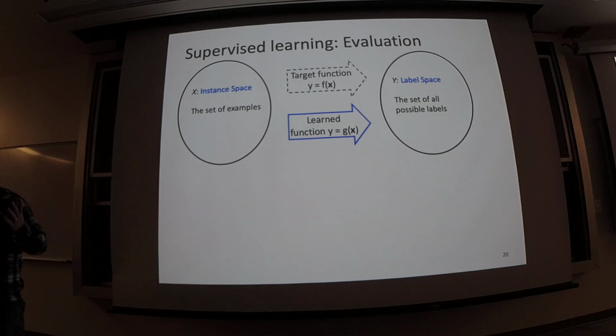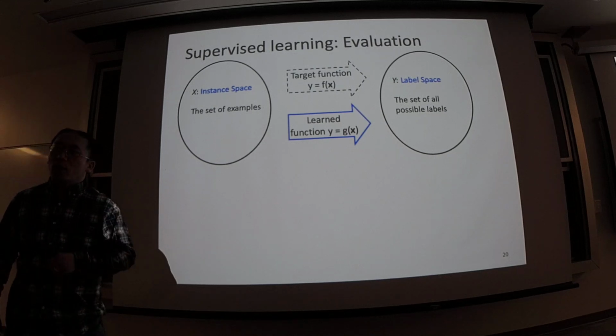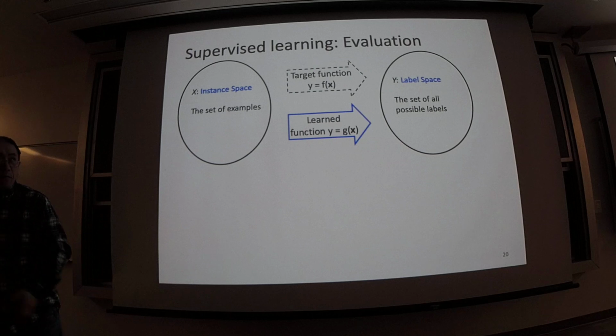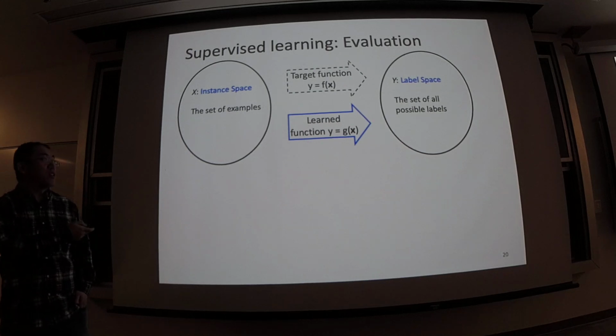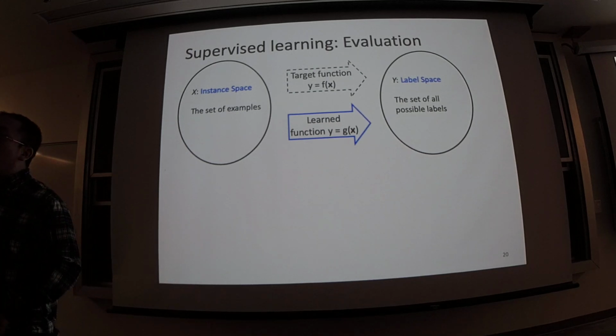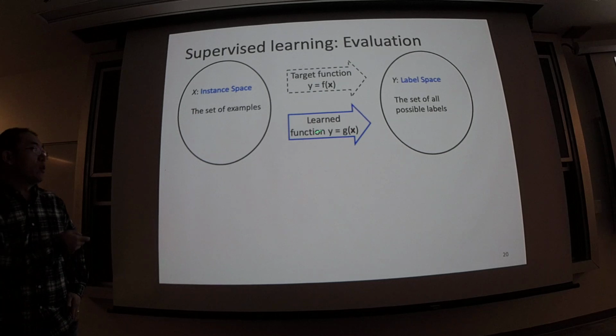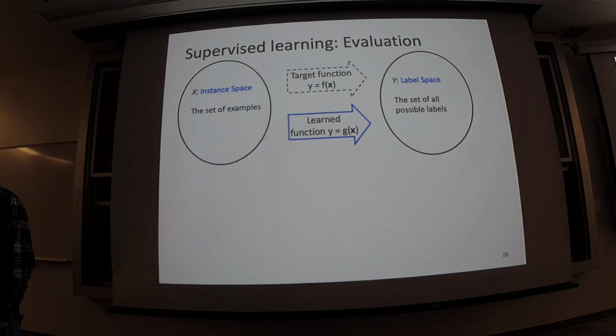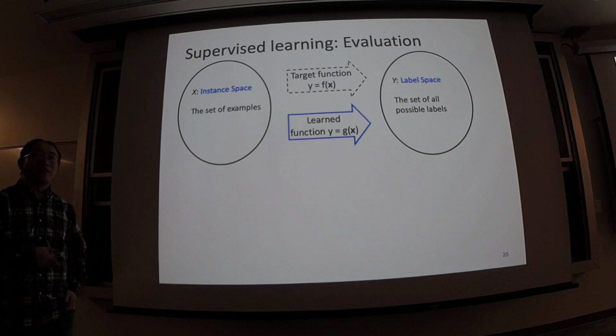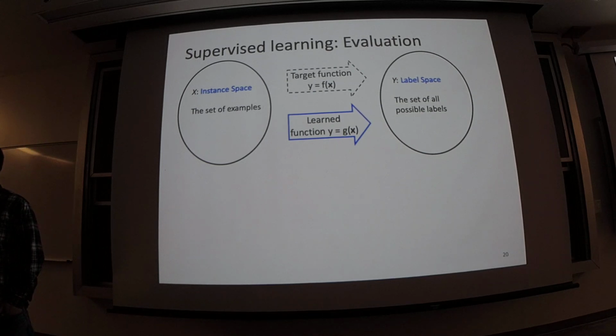Now, the next problem, right? If we have developed our supervised learning algorithm, and it is executed with some training data as input, we have obtained our learned function g, right? The next question would be, how do we evaluate whether our learned function g is good or not? Can we justify or claim that our learning is a success?